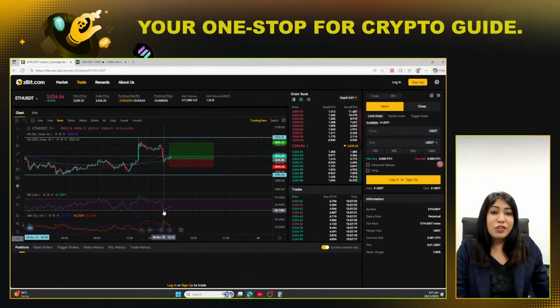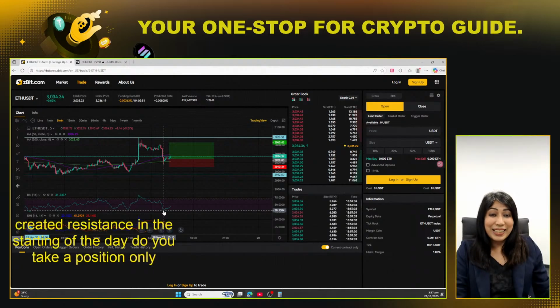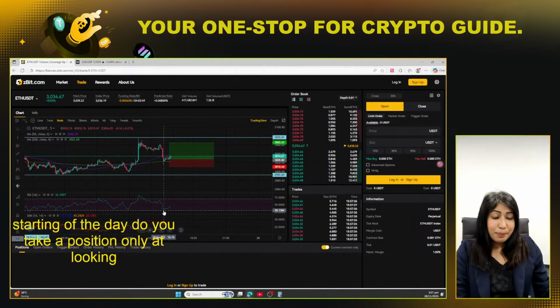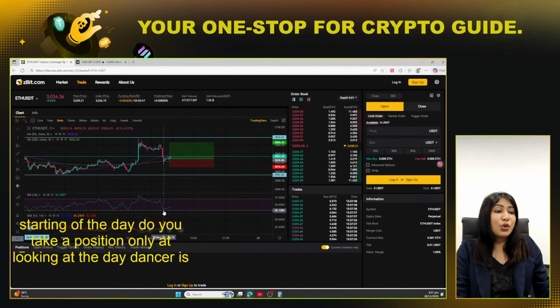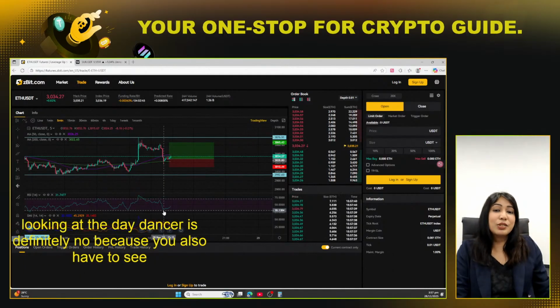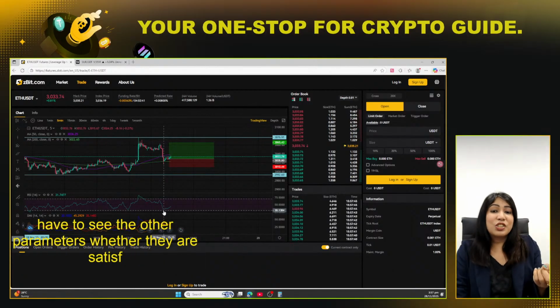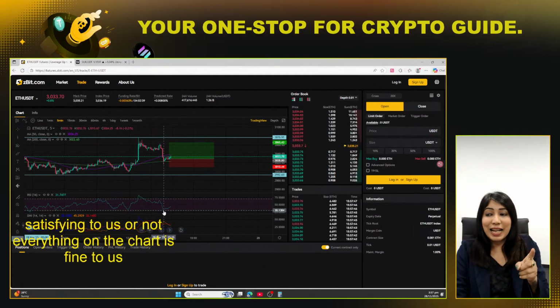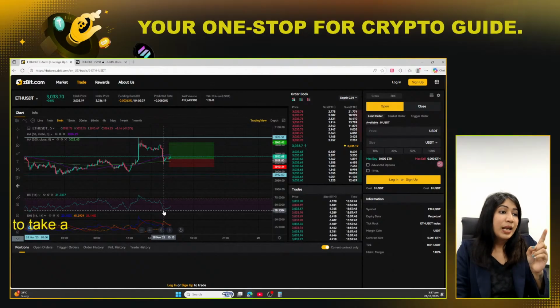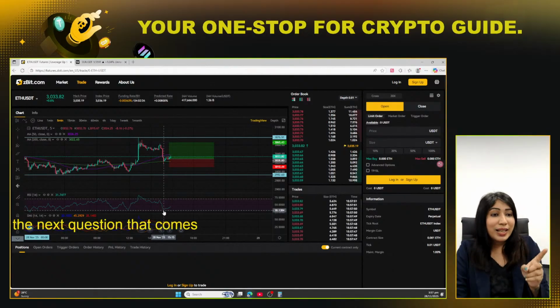तो हमको थर्मो का रूल तो पता है कि whenever RSI is basically below 30, that's where you can take the advantage of buying at the dip. But do you take a position only at looking at RSI and looking at the dip? The answer is definitely no, because we also have to see the other parameters, whether they are satisfying to us or not, whether everything on the chart is satisfying to us or not, and that's when we decide to take a trade. So the next question that comes is looking at the moving averages.